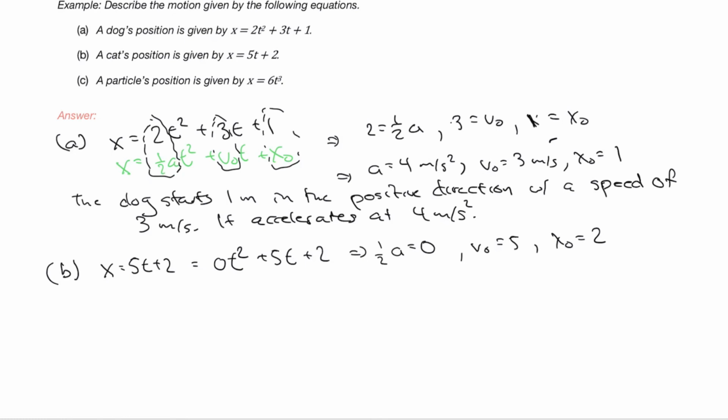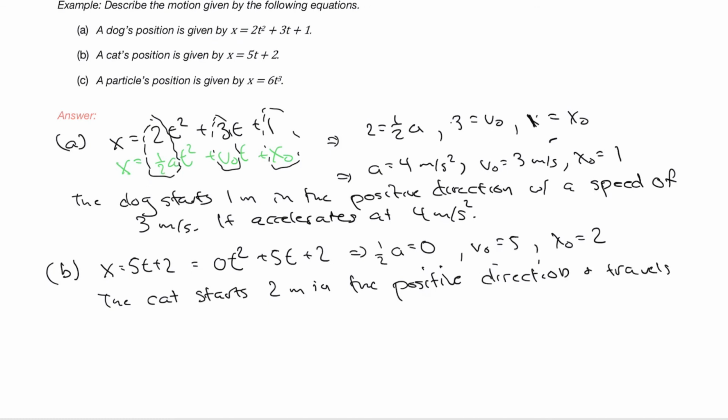And if there's no acceleration, that means this is traveling at a constant velocity. So we could write a sentence that looks kind of like, the cat starts at 2 meters in the positive direction and travels at a constant speed of 5 meters per second.